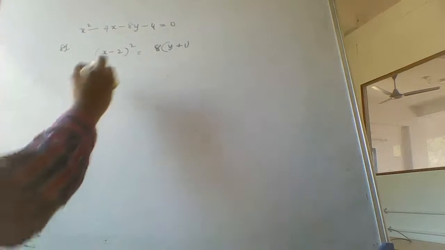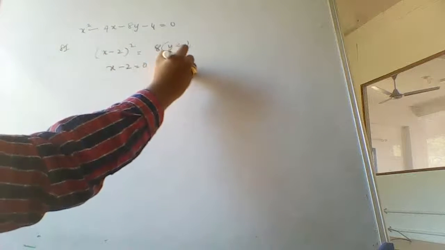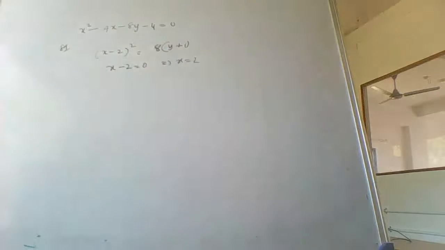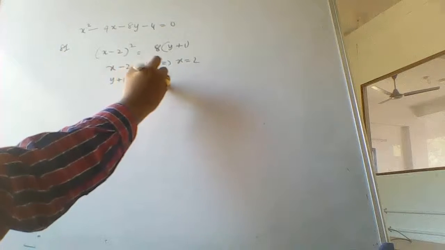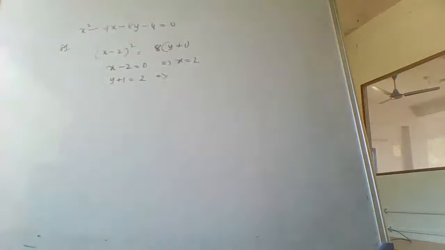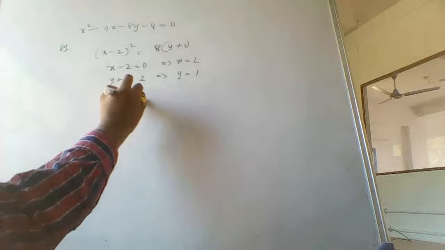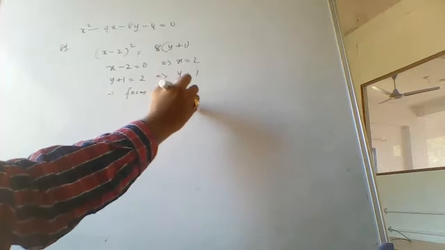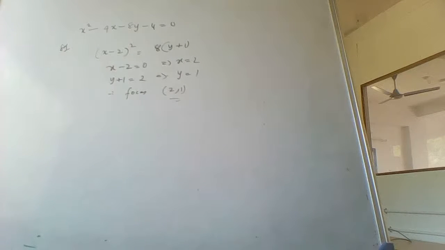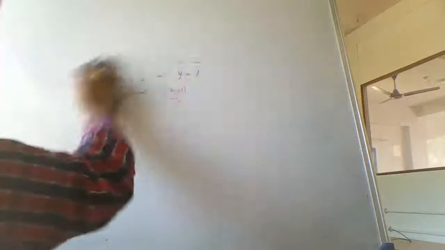So x minus 2 is equal to 0, so I get x as 2, and y plus 1 is 2, which implies that y is equal to 1. So therefore the focus will be 2 comma 1. We'll see the next problem, how to solve.